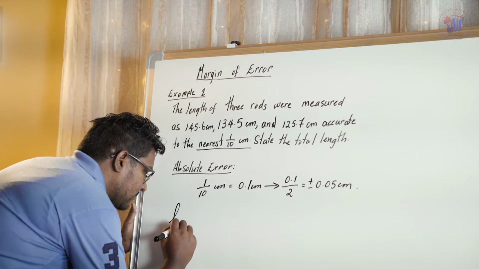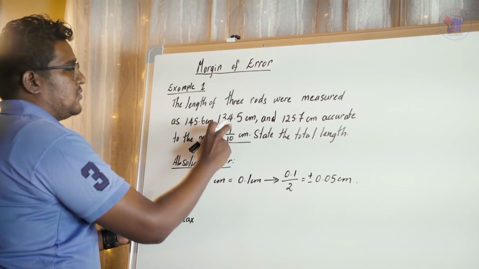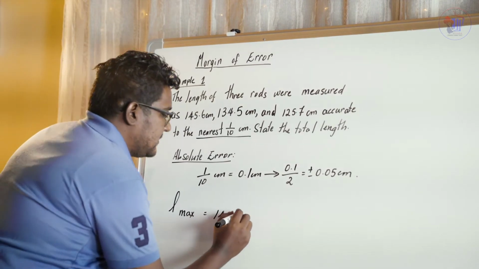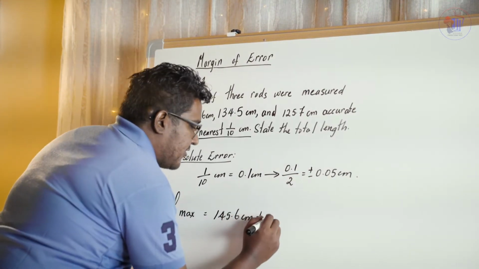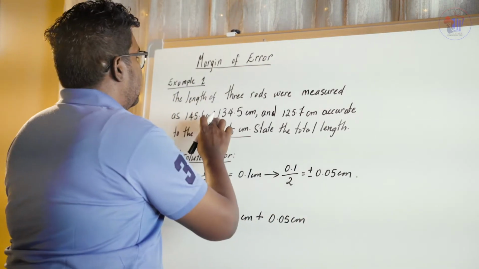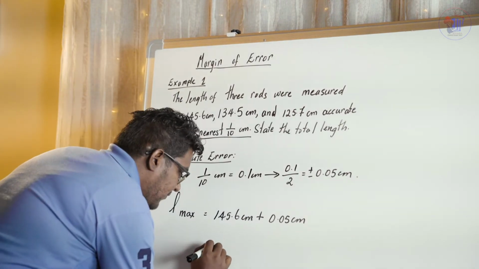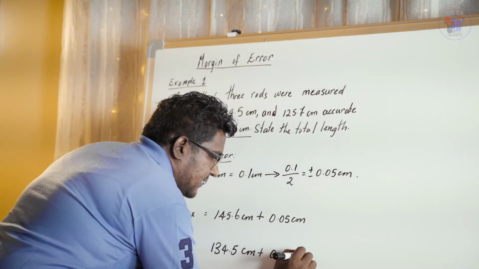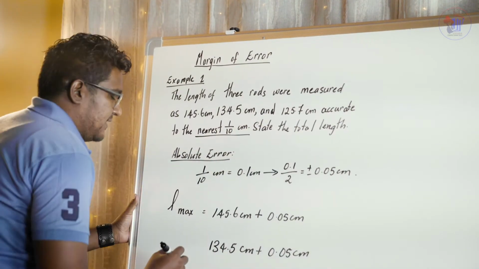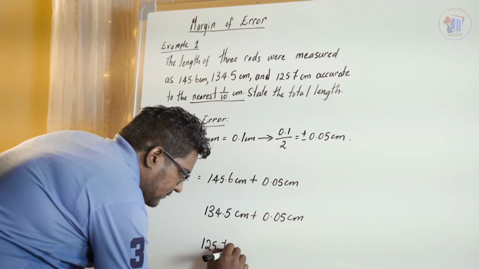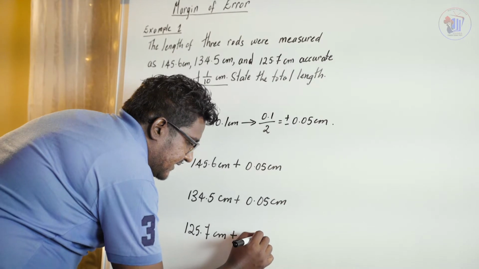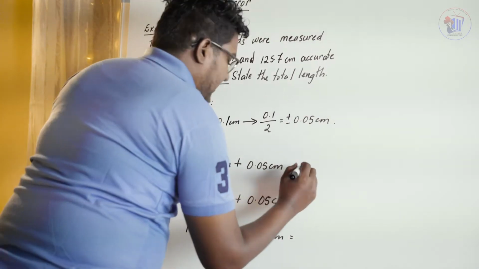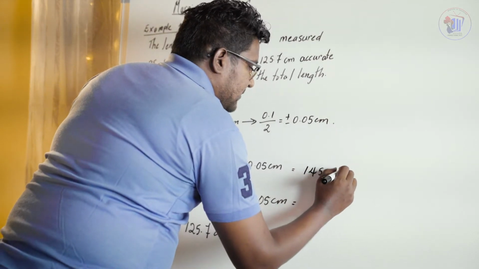So L max, remember we're working now with 3 lengths. The first one is 145.6 cm plus our error, which is 0.05 cm. The second one is 134.5 cm plus our error, 0.05 cm, and the last one is 125.7 cm plus our error, 0.05 cm. So let's add them. 145.6 plus 0.05 is going to give me 145.65 cm.